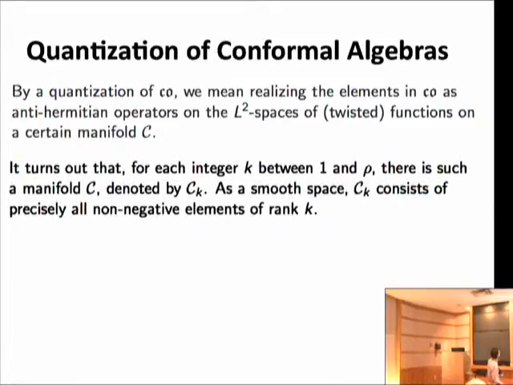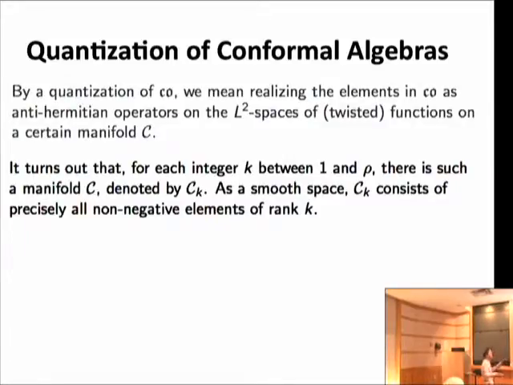It turns out for each integer k between 1 and rho, where rho is the rank (remember, I introduced the rank notation), there is such a manifold, denoted by C_k. Then how about rank 0? Rank 0 is really the origin. That really corresponds to the trivial representation, which is not interesting. So as a smooth space, what is C_k? C_k consists of precisely all non-negative elements of rank k.